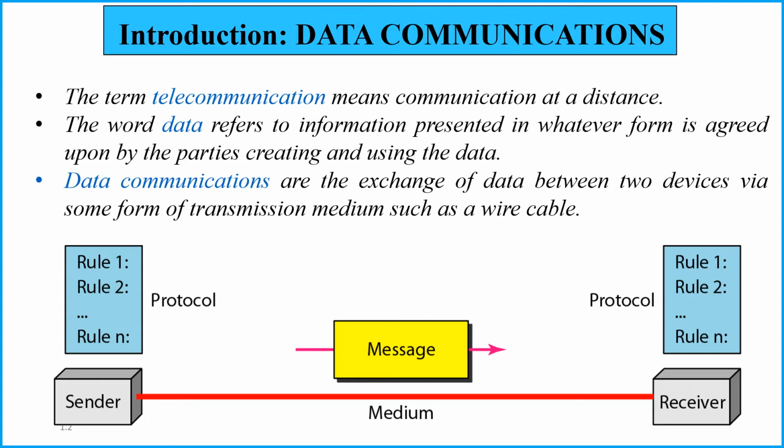Data communications are the exchange of data between two devices via some form of transmission medium such as wire cable. We can see that the sender is sending a message through a medium. These mediums are connected. If the mediums are connected together, it forms a network.